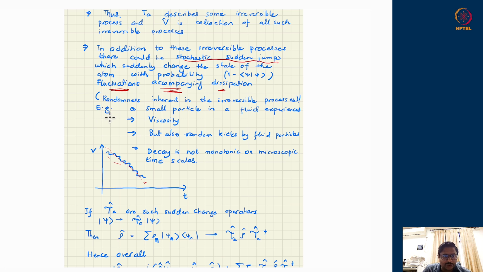Again, for elaboration, we can think of a particular case where a small particle is put into a fluid. That particle, suppose it is moving in the fluid, will not just experience drag or viscosity. Viscosity definitely will be there because it will interact with other fluid particles present. They will try to drag it down. But we know through Brownian motion that in any fluid, the particle keeps getting bombarded by the random motion of the fluid particles themselves. So there are random kicks also associated along with viscosity.